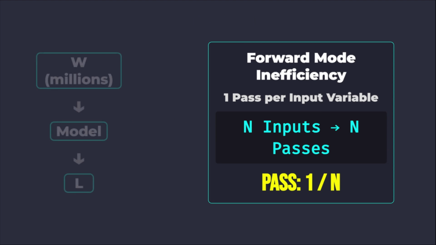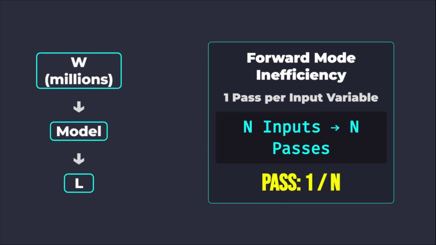Consider a typical deep learning scenario where the loss function L is a single scalar output, but the input vector W, representing the model weights, contains millions of elements. Forward mode AD calculates the derivative with respect to only one input variable per pass. To obtain the full gradient vector, which requires the derivative with respect to all n input variables, the entire forward pass must be repeated n times. If n is in the millions, this repetition makes forward mode computationally infeasible for training large neural networks. This limitation necessitates a different approach for efficient gradient calculation in optimization problems.